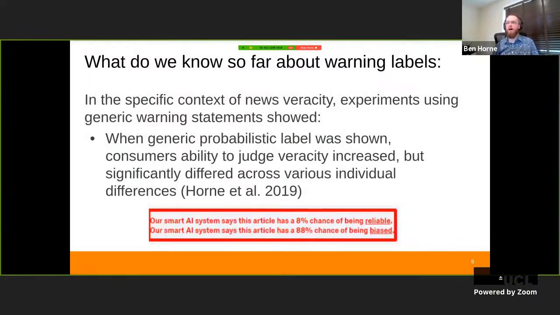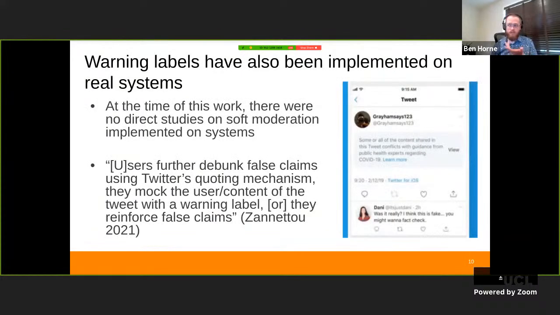And secondly, there is our previous work, which was based on this Moravec work. Instead of showing a generic warning label, we show some sort of probabilistic label of how reliable or unreliable a news article is. We found that this increased consumers' ability to judge veracity, but there were all sorts of problems when you tested this across individual differences. Ultimately, it showed that people who are good at the task just got better, and people who are bad at the task didn't necessarily get significantly better. So we're missing the subset of people that we actually want to help with this task. We also know that warning labels have been implemented in real systems, and we don't really know exactly how they interact with users.